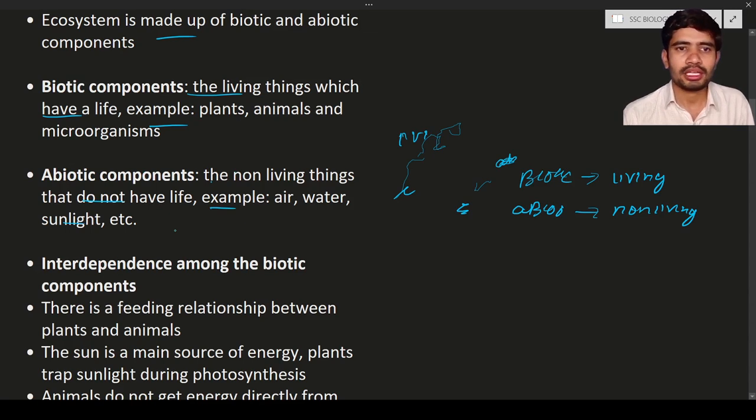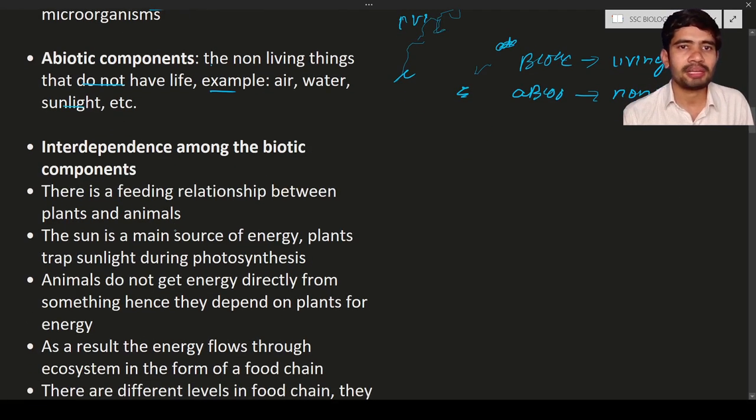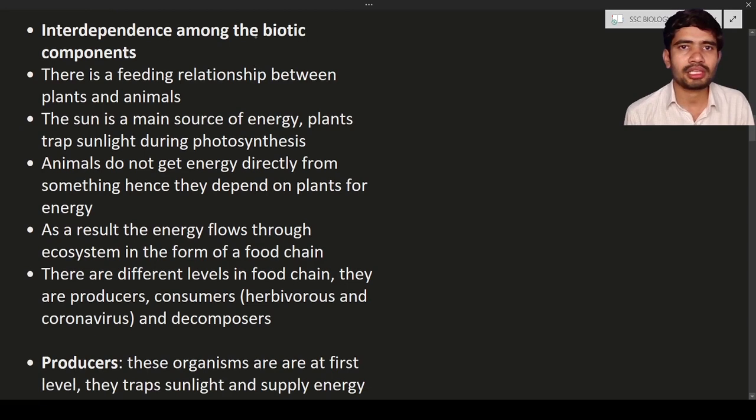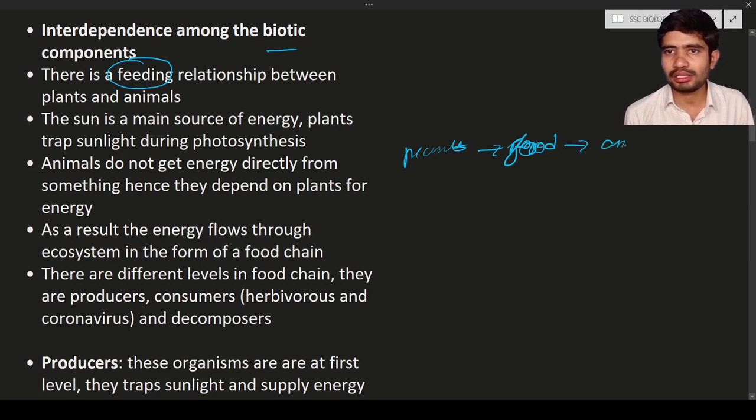Next one is the interdependence among biotic components, that is nothing but the relationship. There is a feeding relationship between the plants and animals. The plants produce the food material, and the animals depend on that food. So the relationship is the feeding relationship. If there is no feeding relationship, there is no connection between the plants and animals.